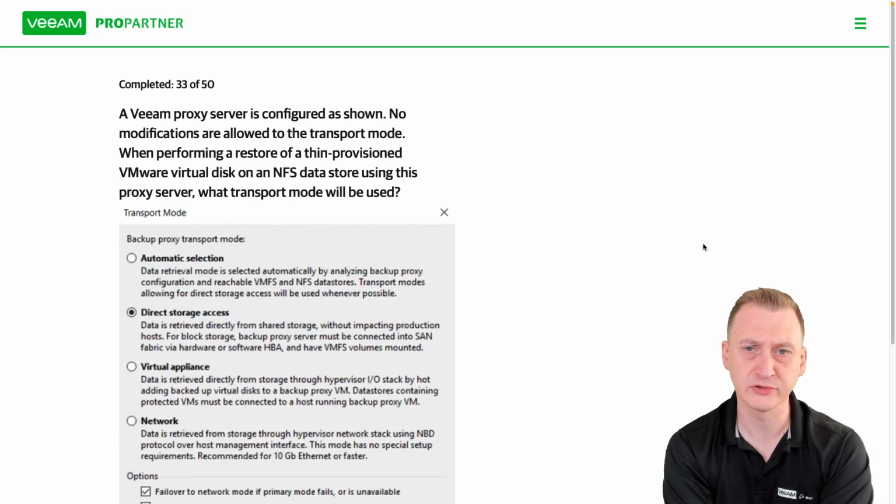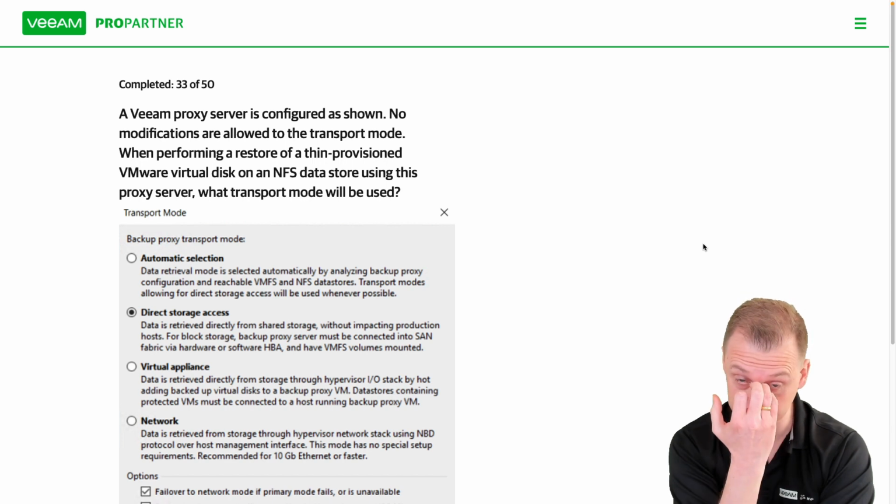A Veeam proxy server is configured as shown. No modifications allowed to the transport mode when performing a restore of a thin provisioned VMware virtual disk on an NFS data store using this proxy server. What transport mode will be used?